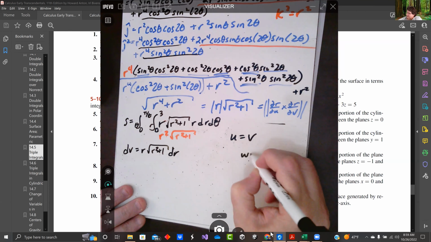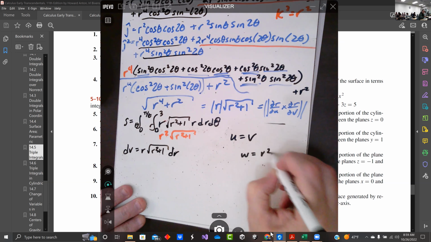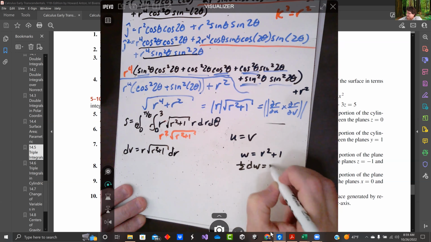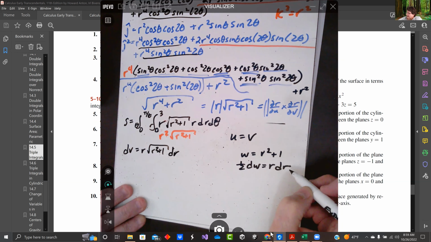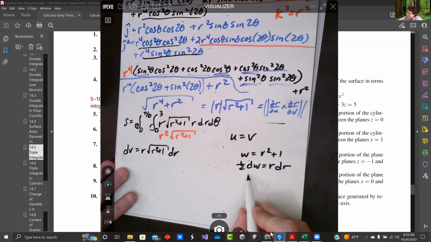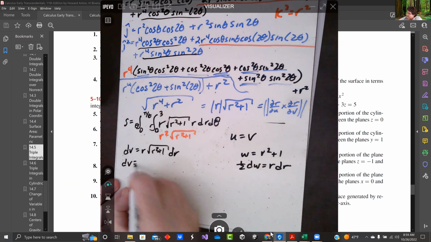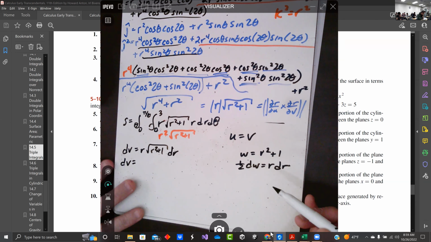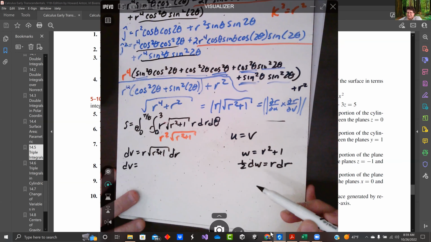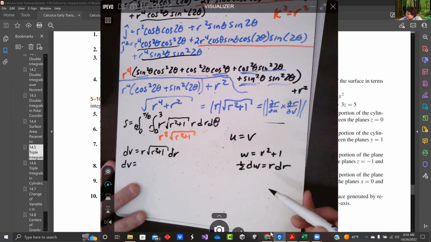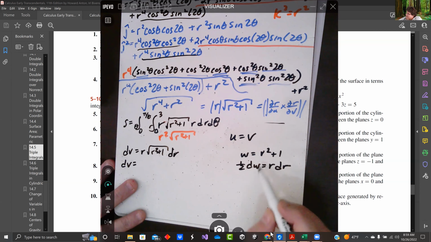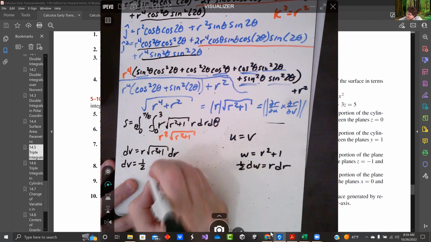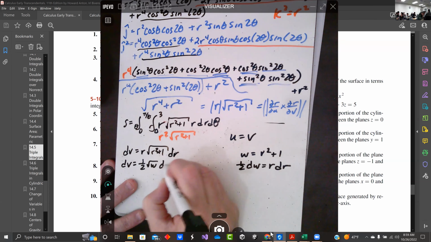So W equals. This is a solution book. I don't know if it's the answer or not. 1/2 DW equals R DR. And this switches to DV equals. Mr. Jones, what question did you say this was? Number 7. Oh, I see, yeah. 1/2 the square root of W DW.